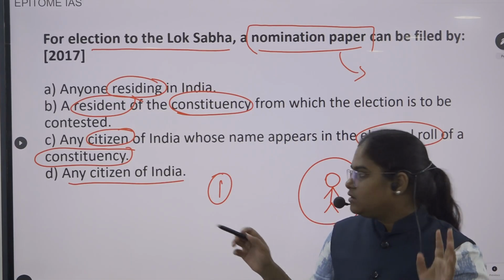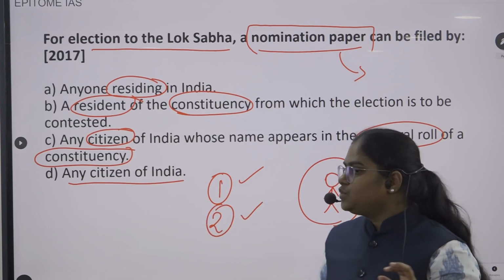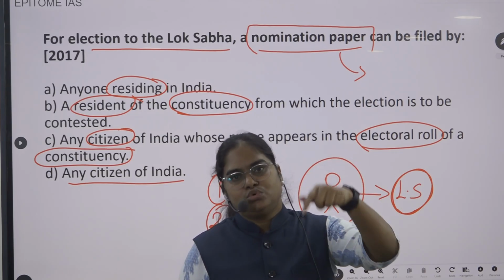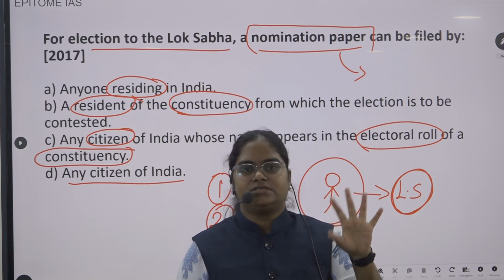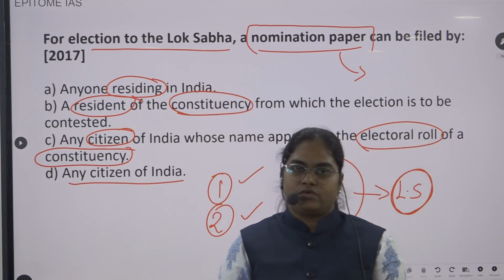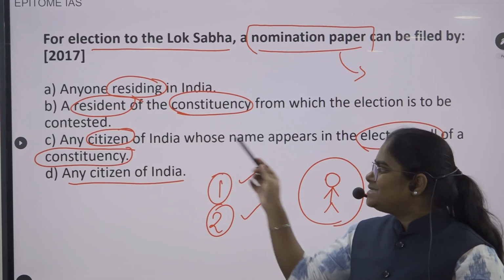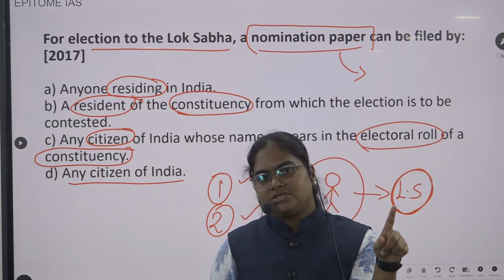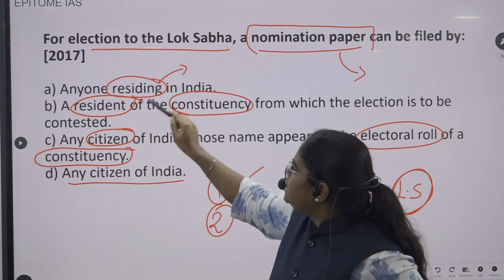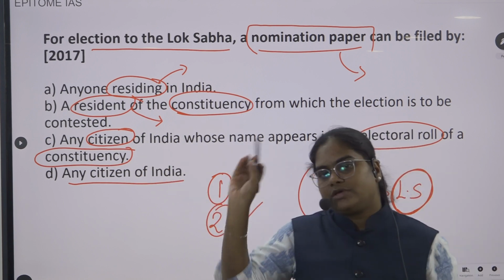Now this is one factor that is given in these options. Then there is another factor, the territorial factor. They are talking about the constituency, whether that person belongs to the constituency in which he is contesting or not. So these two things are given in these options. First we will try to eliminate the non-possible options. First thing we know, for contesting in Lok Sabha election he should be a citizen of India. In option A and option B they are saying anyone residing in India. They are not talking about citizenship, they are talking about residency.